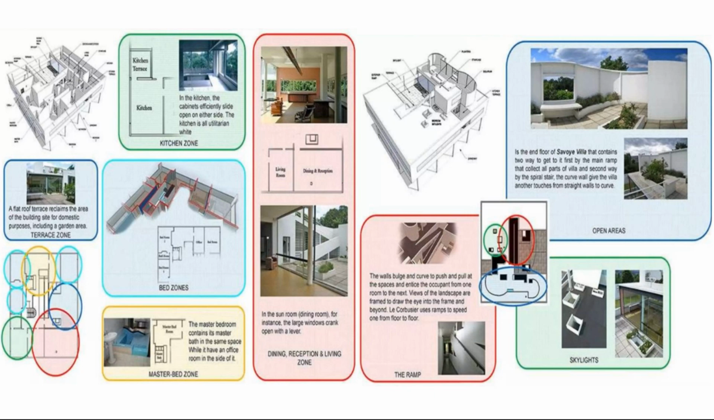Then the dark blue color has open areas, the terrace and skylights. The red area refers to the dining, reception and living zone as well as the ramp. Okay, so I think I have given all the information.